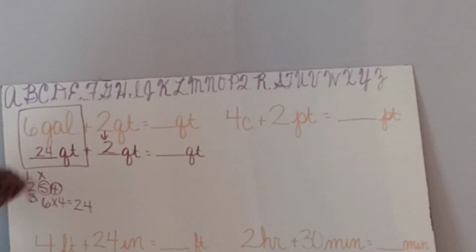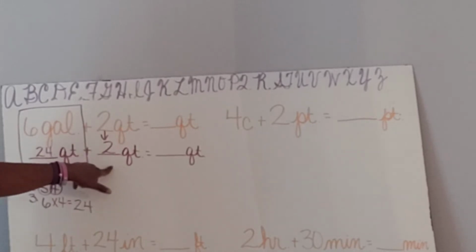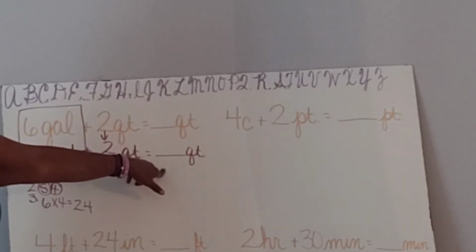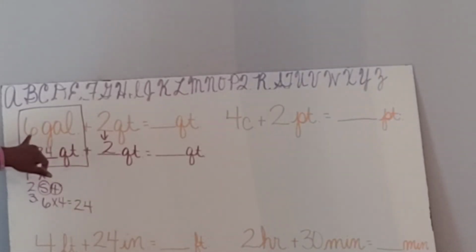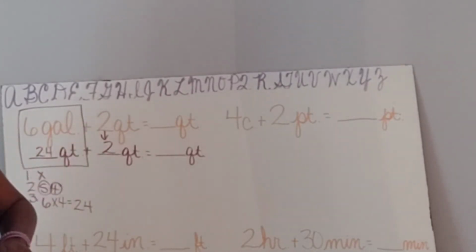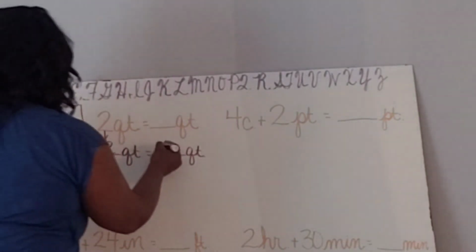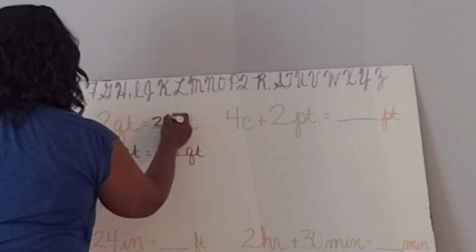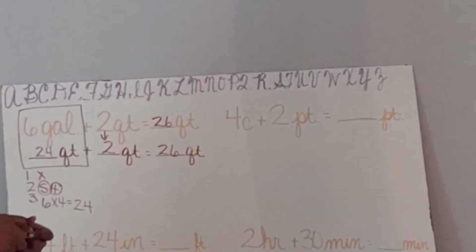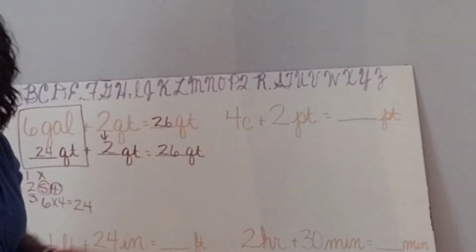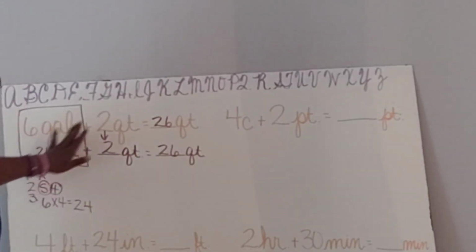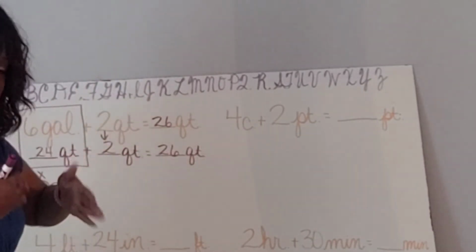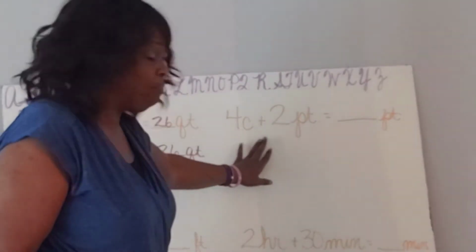There's 24. But when I have those 24 quarts, I need to look at the rest of my problem. Now I'm adding 2 more quarts to those 24 quarts to find my total number of quarts. So 24 quarts plus 2 quarts equals 26 quarts. So if I had 6 gallons plus 2 quarts of milk, I would have 26 quarts of milk altogether. Remember, just break it down into those simple steps and that's going to help you. Same thing here.